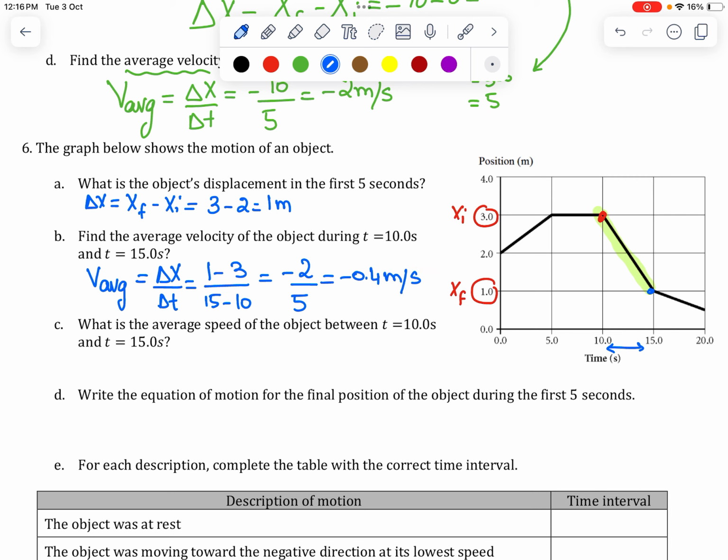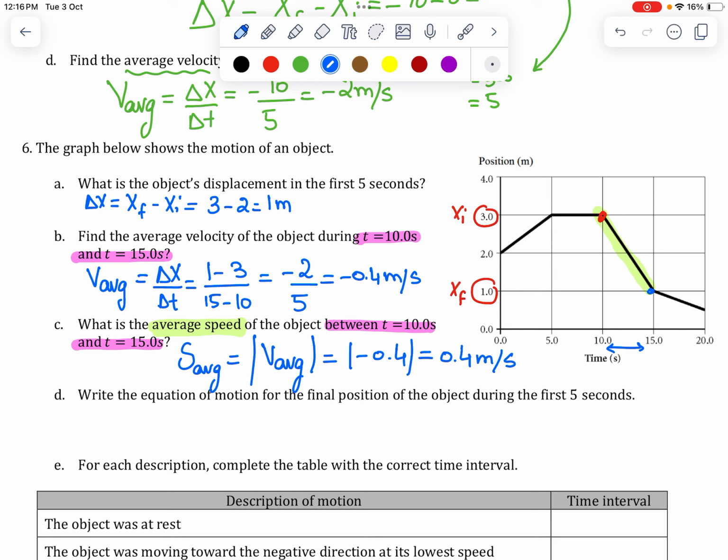What's the average speed of the object between 10 and 15? Now I can see that he needs the same interval. He's asking for both the average velocity and the average speed. So let me benefit from the fact that the average speed is the absolute value of the average velocity, which I just found, negative 0.4, which is 0.4 meters per second.